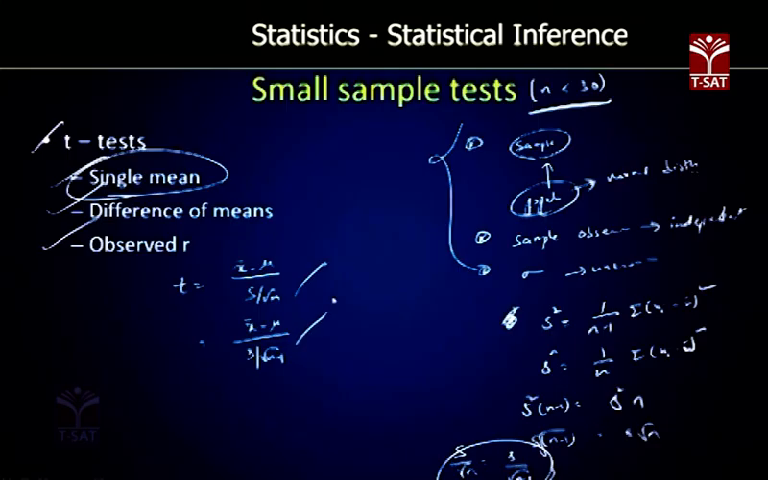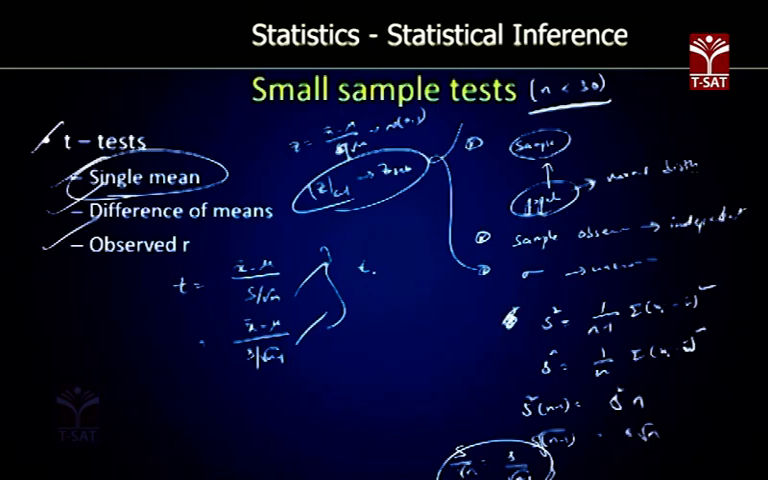Now in the Z statistic, what did we do? The Z statistic is x bar minus mu by sigma by root n, which follows the normal distribution 0, 1, and we compare this Z calculated value with the Z table value. Similarly, we must have a reference number to compare with these values. So this value follows t distribution with n minus 1 degrees of freedom.